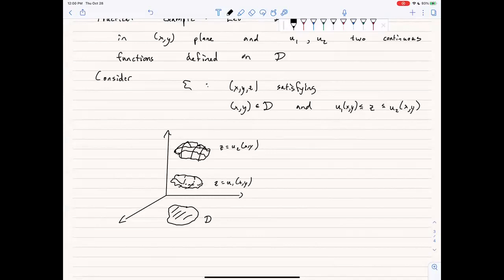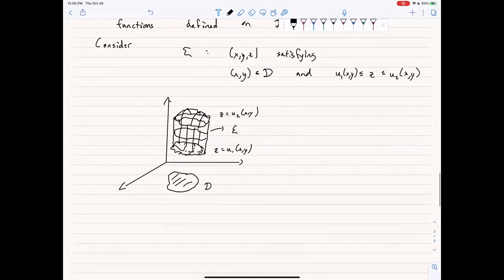And so what's our region E? Well, let me make my graph a little larger, we look at all things that are sort of stuck in between these. This is E. So it's the blob of things stuck between the two graphs, a three-dimensional region. Sorry, the sketch is kind of sloppy, but hopefully it's understandable.